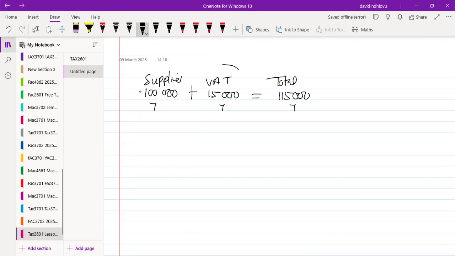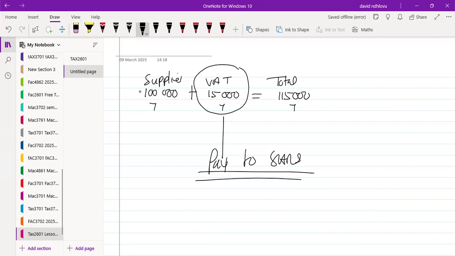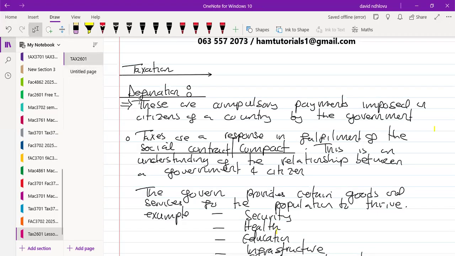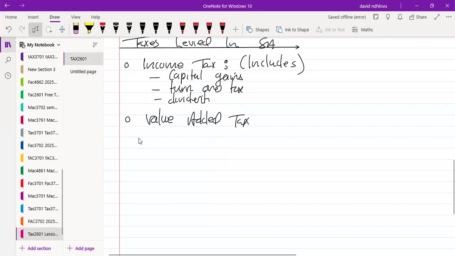Now your supplier, when he receives this amount, will pay it over to SARS. So this is called VAT. VAT is basically tax that is charged when one buys goods and services, which means whenever there is a consumption of goods and services, value-added tax will be charged if the seller is registered to administer the VAT. So that's another form of tax that you contend with in South Africa.